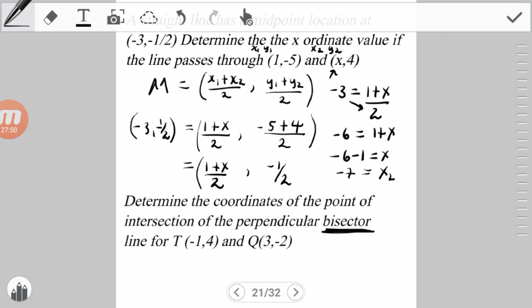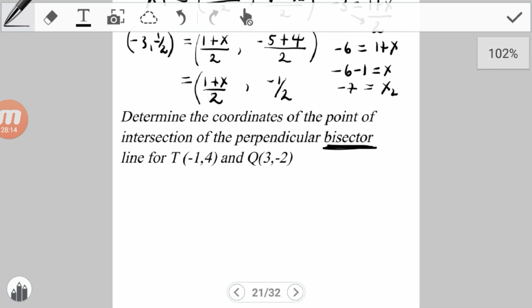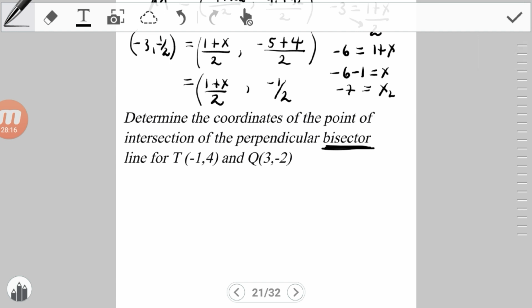And I've structured this question this way simply because there's going to be a concept in part 3 where we're going to be discussing the perpendicular bisector. So I'm kind of introducing this to you from now. So we have to determine the coordinate of the point of the intersection of the perpendicular bisector. The perpendicular bisector passes through the midpoint of the line. So we want to find out the location value of where the perpendicular bisector passes through. So this is just another way of saying, hey, find the midpoint.